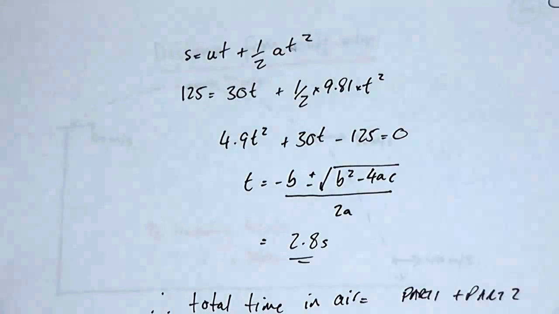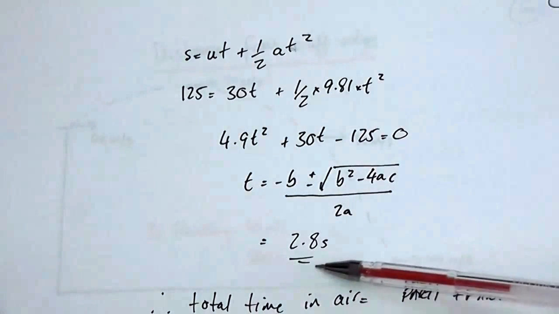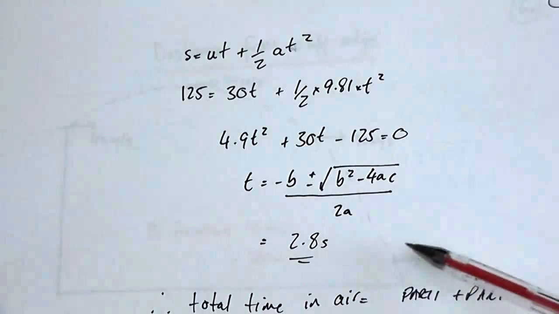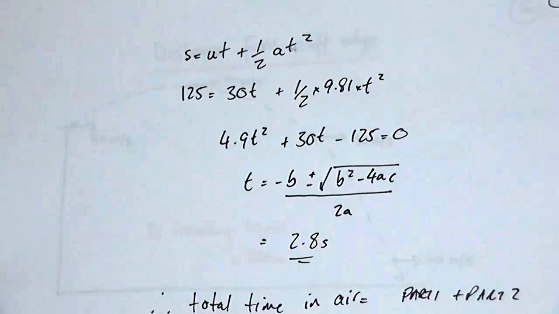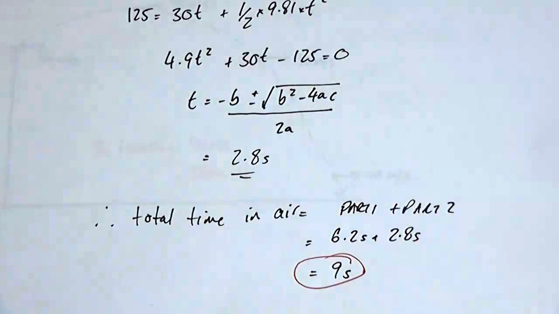So I end up getting a quadratic. Once you've substituted all the numbers in, you get 2.8 seconds and another number which is negative, which is not used. So therefore the total time in the air is part 1 and part 2, which is 6.2 seconds and 2.8, and that equals 9 seconds.